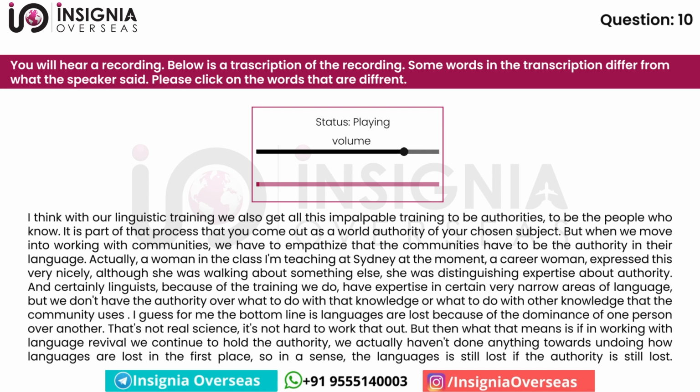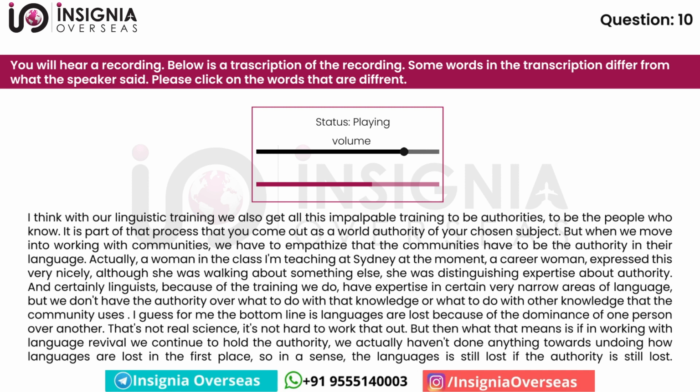I think with our linguistic training we also get all this invisible training to be authorities, to be the people who know. It is part of that process that you come out as a world authority on your chosen subject. But when we move into working with communities, we have to recognize that the communities have to be the authority in their language. Actually, a woman in the class I'm teaching at Sydney at the moment, a career woman, expressed this very nicely. Although she was talking about something else, she was distinguishing expertise from authority. And certainly linguists, because of the training we do, have expertise in certain very narrow areas of language, but we don't have the authority over what to do with that knowledge or what to do with other knowledge that the community produces.